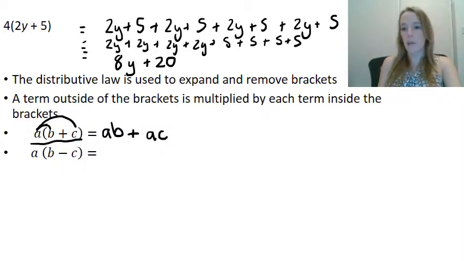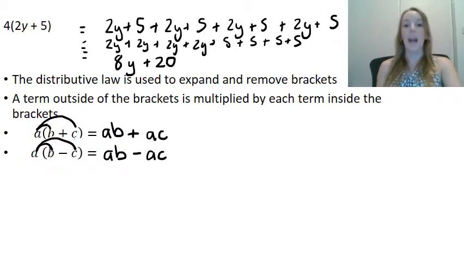For our second one, I'm just going to rub out this line here to make it a bit clearer. So for our second one, we've got A outside the brackets and it's being multiplied by B take C. So again, we're going to do the claw. We're going to do A multiplied by B and A multiplied by C. So AB take AC. It's as easy as that. We're just multiplying the term that's outside the brackets by everything inside the brackets.